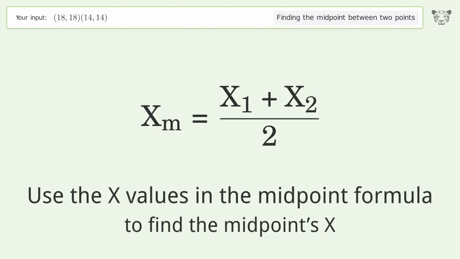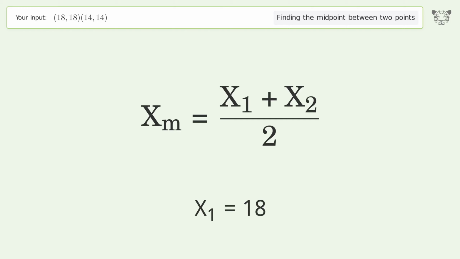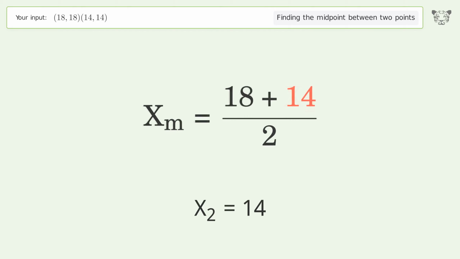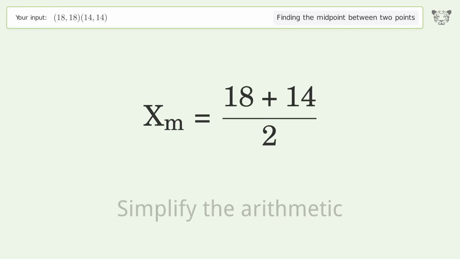Use the x values in the midpoint formula to find the midpoint's x. x1 equals 18. x2 equals 14. Simplify the arithmetic.